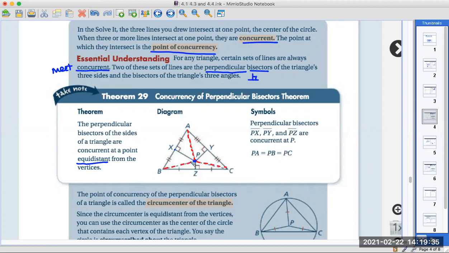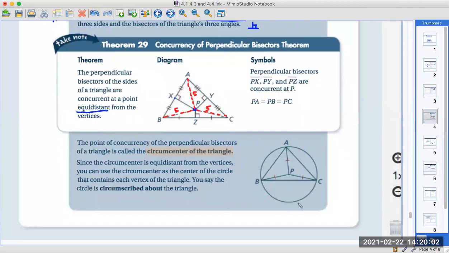So for example, if this is 5, this is 5, and this is 5. I'm just coming up with a number, okay? So perpendicular bisectors of the sides meet at a point in the middle, and that gives you the same distance from here. If you're standing here in a triangle, you've got the same distance to all three corners. That's what that means.